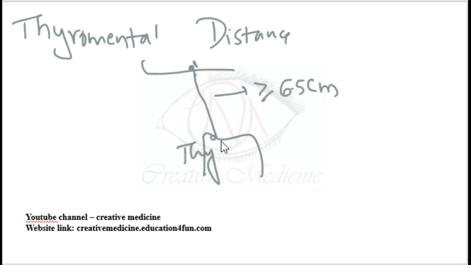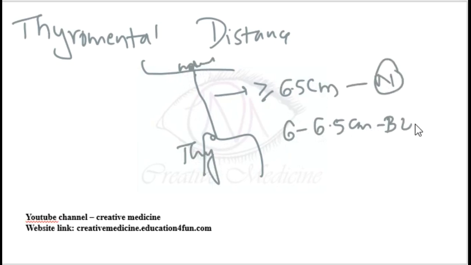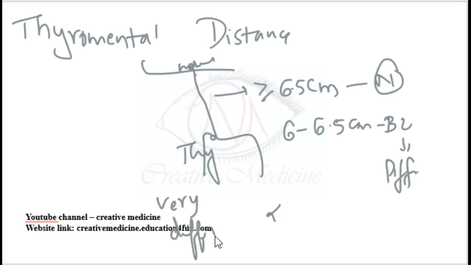Borderline thyromental distance is between 6 to 6.5 centimeters. This borderline thyromental distance is seen in difficult intubation. In very difficult intubation, the thyromental distance will be less than 6 centimeters.